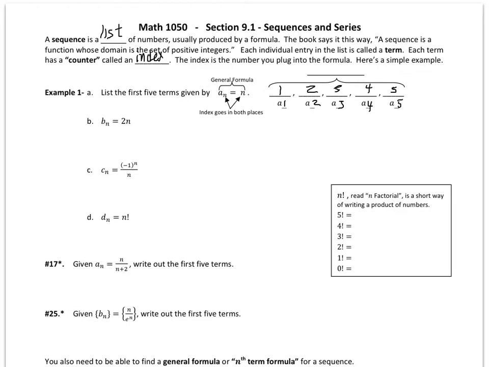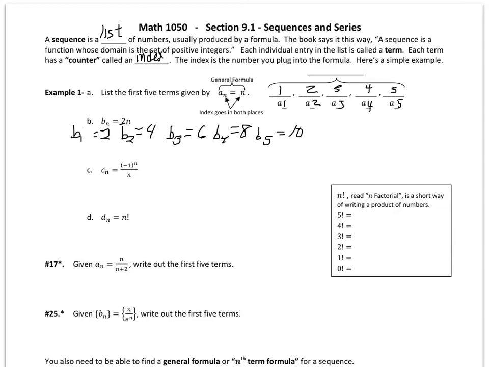Now, let's look at the other sequences in example 1, and let's generate those first 5 terms. If b sub n is 2n, then I want b sub 1, which is 2. Then we want b sub 2, and that is 4. Don't complicate this. B sub 3, b sub 4, and b sub 5 is 10, right? So whatever n is, you times it by 2 for that one.